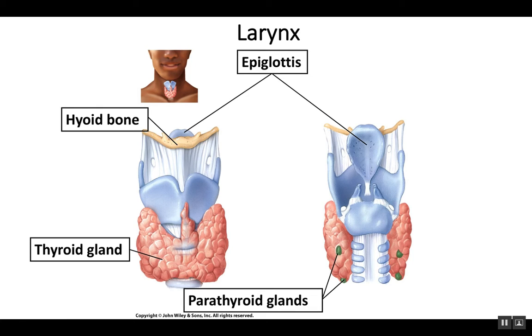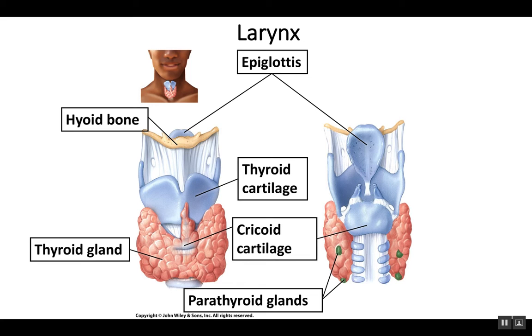The epiglottis has cartilage in it. It has quite a bit of elastic cartilage to help it be flexible in order to close off the airway during swallowing. The largest cartilage of the larynx is known as the thyroid cartilage. Quite often we reference that as your Adam's apple.